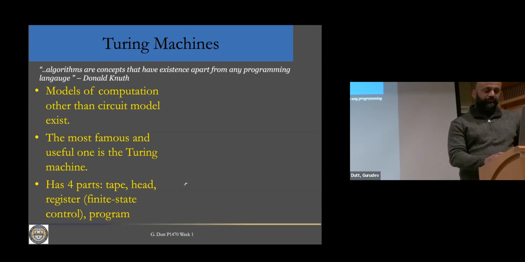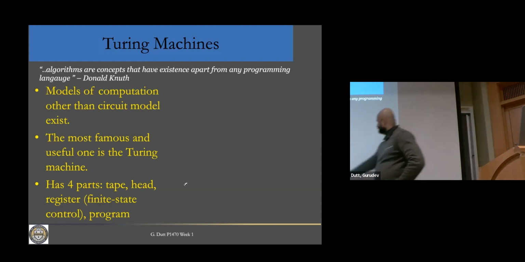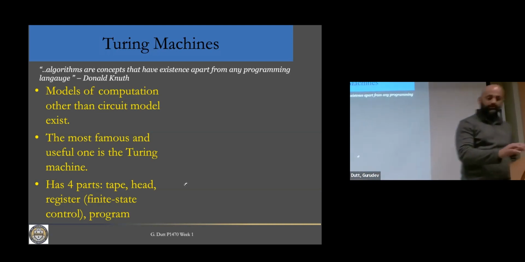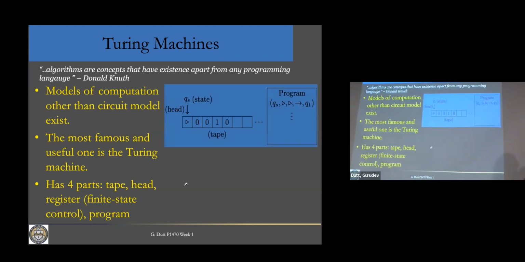Anyway. So the Turing machine has 4 parts, which are called the tape, the head, and the register, which also goes by the name of finite state control, and the program. I'll just show you a drawing, which makes it hopefully more clear.